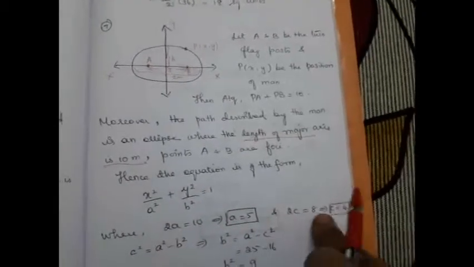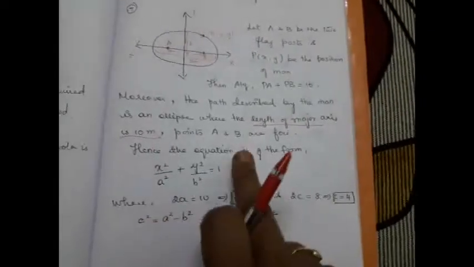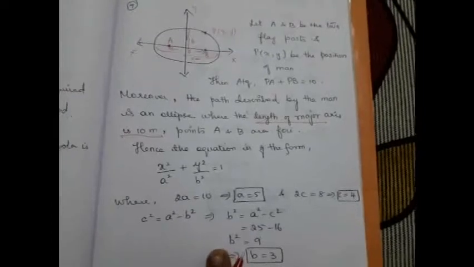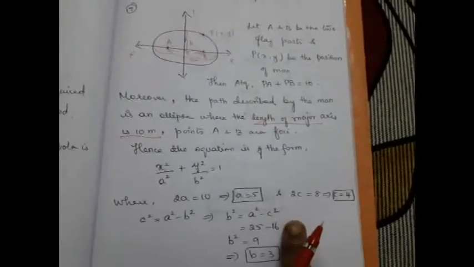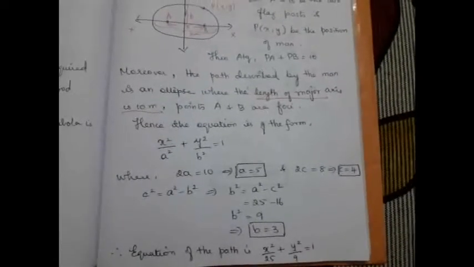So for that, 2a is 10, from that we found a. 2c is 8, from that we found c. And we know the relation between a, b, c. Don't get confused with hyperbola and ellipse. I told you clearly when I introduced hyperbola. The relation between a, b, c for an ellipse is c square equal to a square minus b square, or b square equal to a square minus c square. So if we substitute, we can find the value of b. Now we know a and b, substitute in the equation. So x square by 25 plus y square by 9 equal to 1 is the equation of the ellipse, right? Hope you got it. Let us move on to the next question.